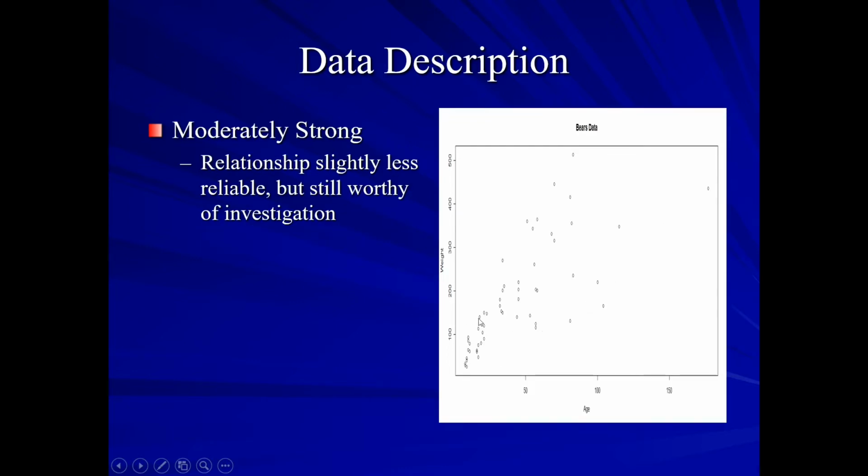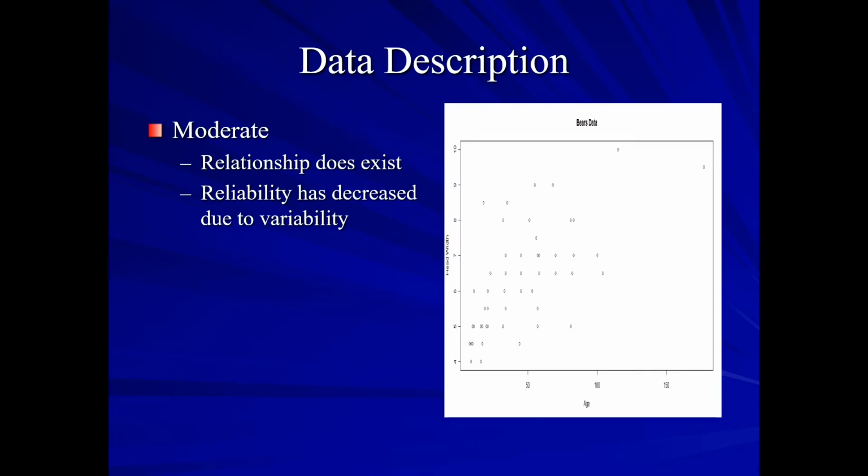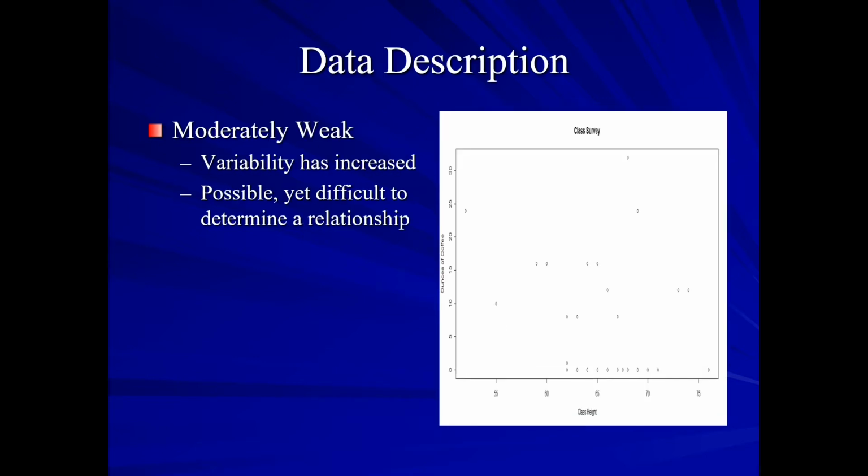Moderately strong. Notice, the scatter around my trend is beginning to get wider and wider. There is a relationship, but it's slightly less reliable. But we probably should investigate this. Moderate. Notice the scatter is now even wider. My relationship exists, but my reliability has once again decreased due to a wide variability in my trend. Moderately weak. Again, variability has increased even further, and it's possible, but it's kind of difficult to determine if a relationship exists here because there's very weak strength.